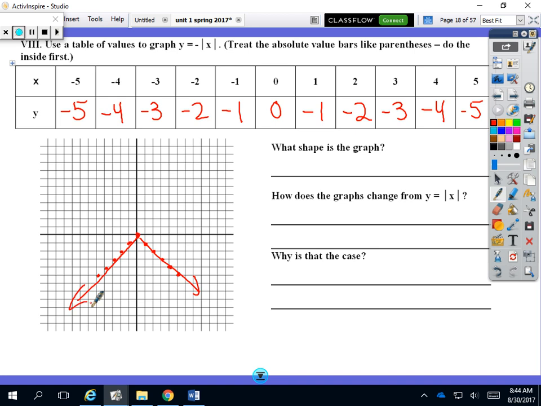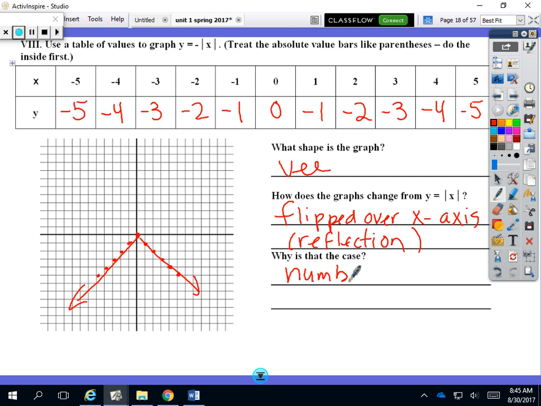So this one is still a V, but it flipped over the x-axis. So we call that a reflection, right? A reflection. Why is this the case? Because that number in front is negative.